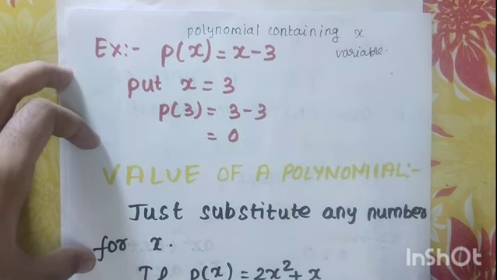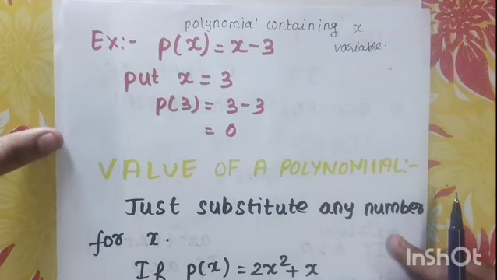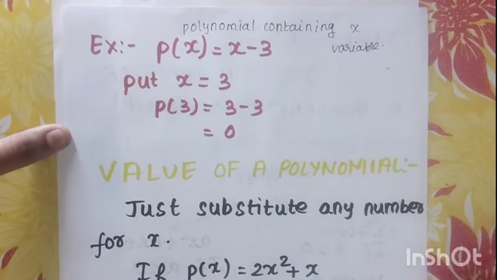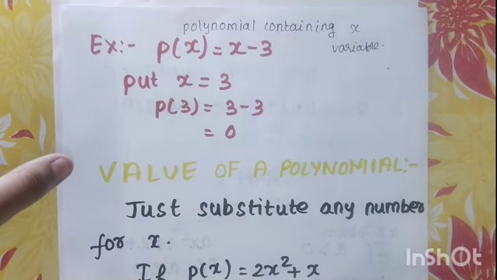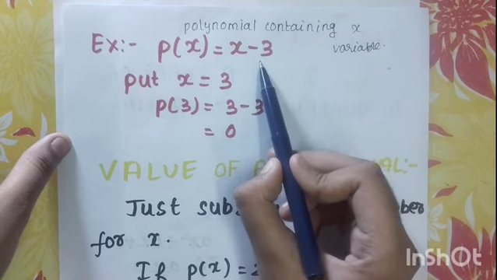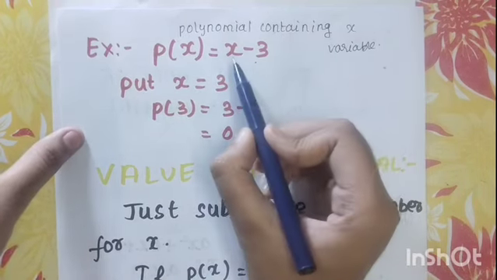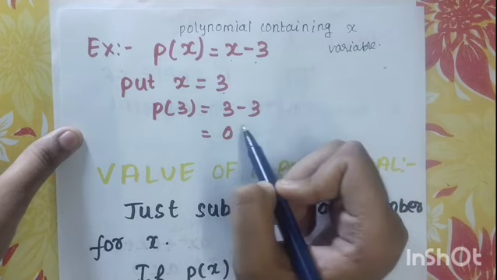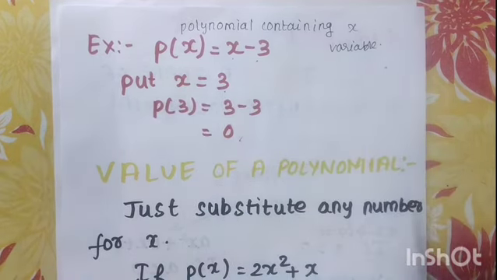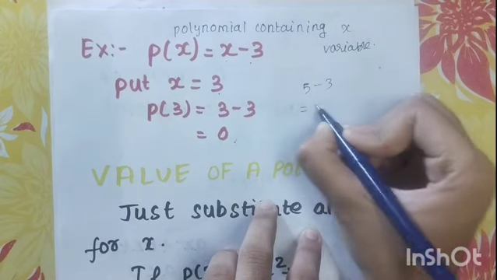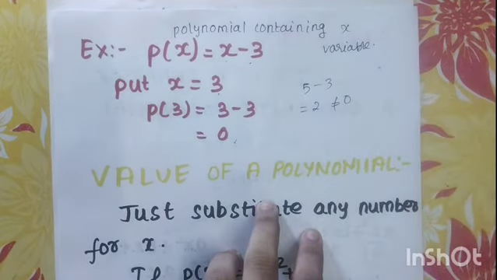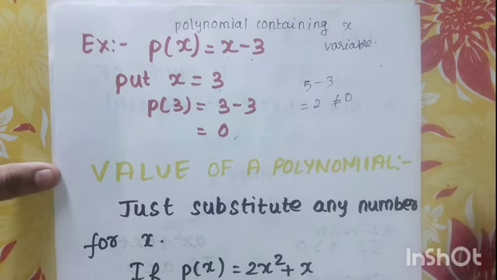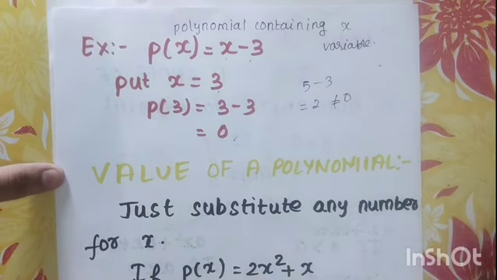Now they are asking us to find the 0 of the polynomial. So the 0 of the polynomial means we have to substitute a value in the place of x to make this particular expression 0. In place of x, if I substitute 3, 3 minus 3, I'll be getting 0. So I can say that 3 is the 0 of the polynomial, because if I substitute 3, it makes the whole expression 0. If I substitute 5, what happens? 5 minus 3 is equal to 2, so it is not equal to 0, so it is not a 0 of the polynomial. But 3 is a 0 of the polynomial because it makes the expression 0.